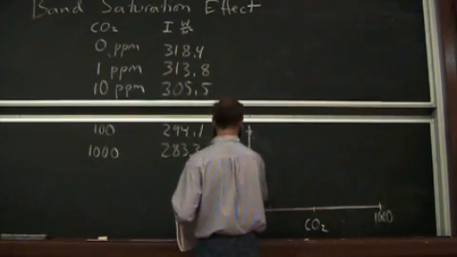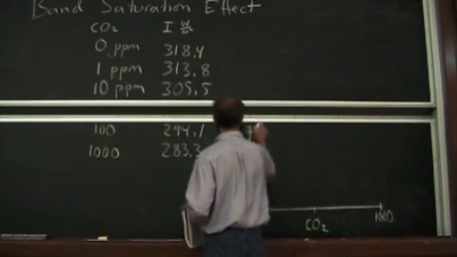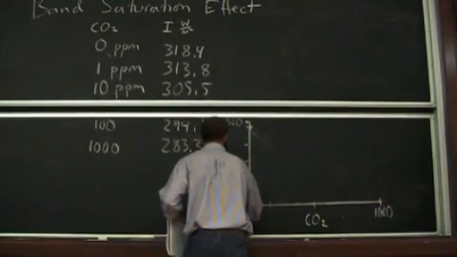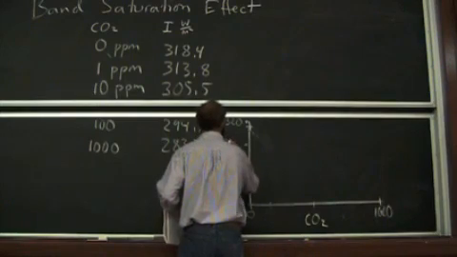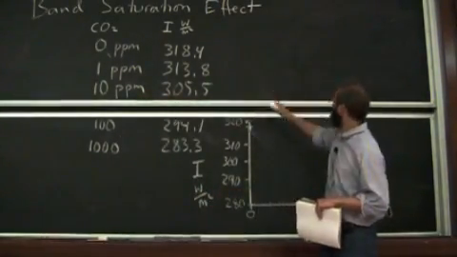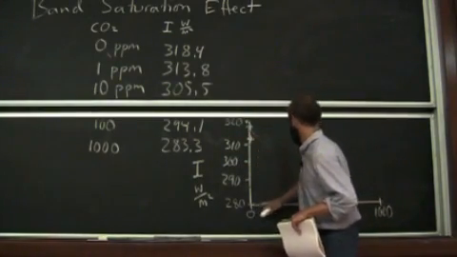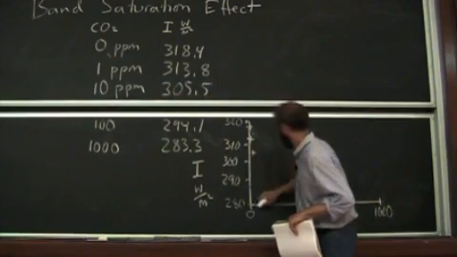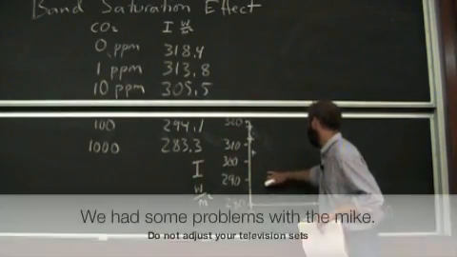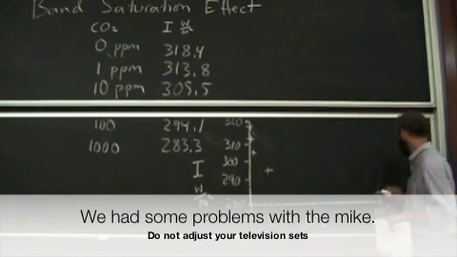1 part per million, which is not even that much different from 0 on this plot. Let's see, so 280, 290, 300, 310, 320. So at 1 part per million, we've dropped all the way down to 313. So it's right there. At 10, we've dropped to 305, and 10 would be still very close to 0. 100, 294. So 100 is here. 294 is about there. And 1,000 has dropped to 283, so it's like that.